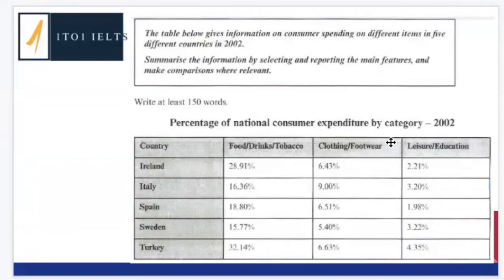Is there a key feature for clothing and footwear? Anything jump out at you of being slightly different from everywhere else? Yeah, Rio says Italy. So nothing else really seems worth mentioning. All the others are about the same. Ireland, Spain, Sweden, Turkey, they're all about the same. But Italy is by far the highest for clothing and footwear.